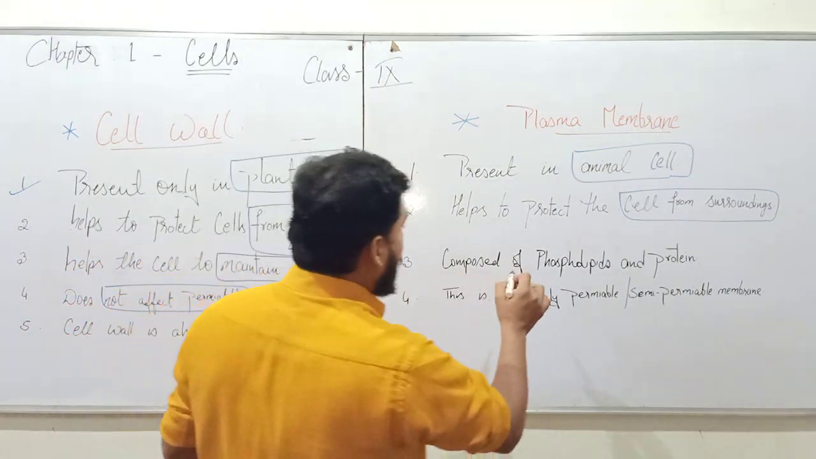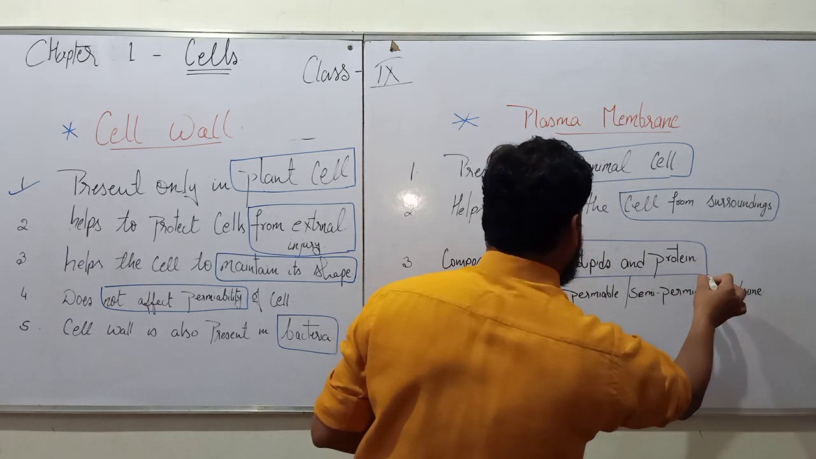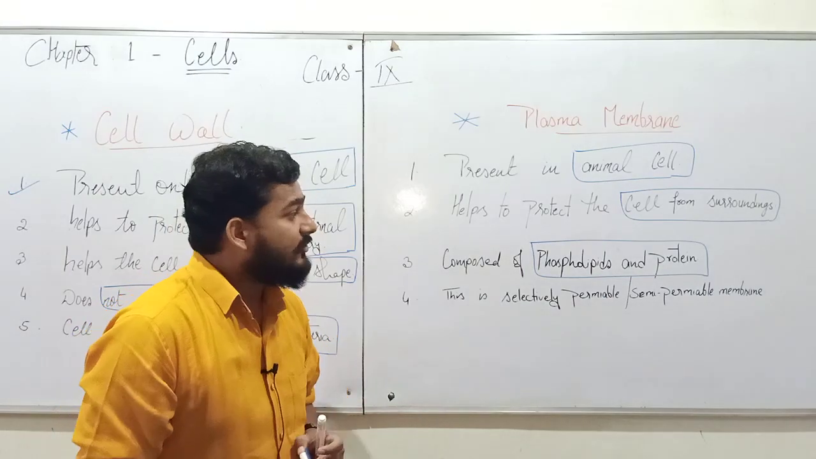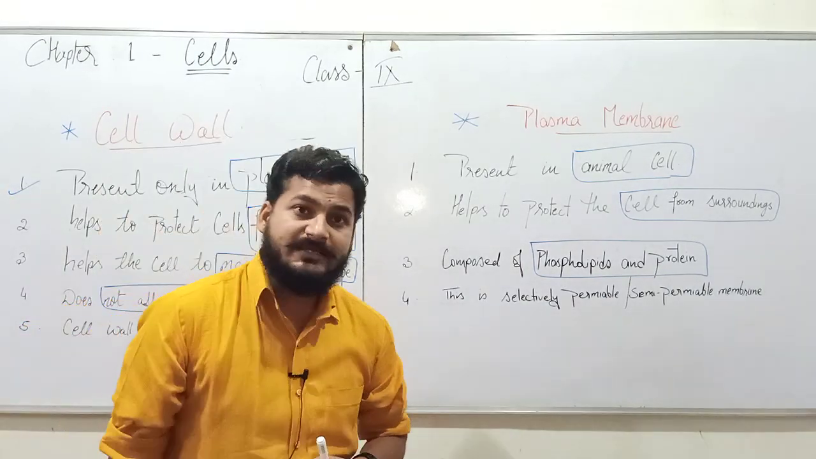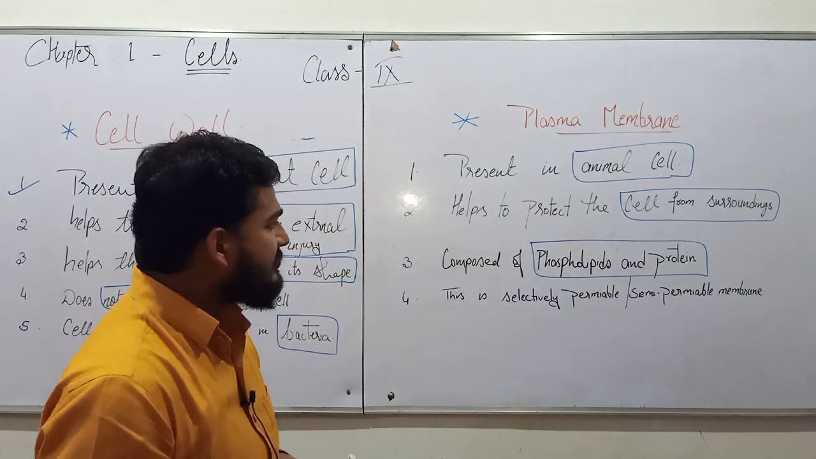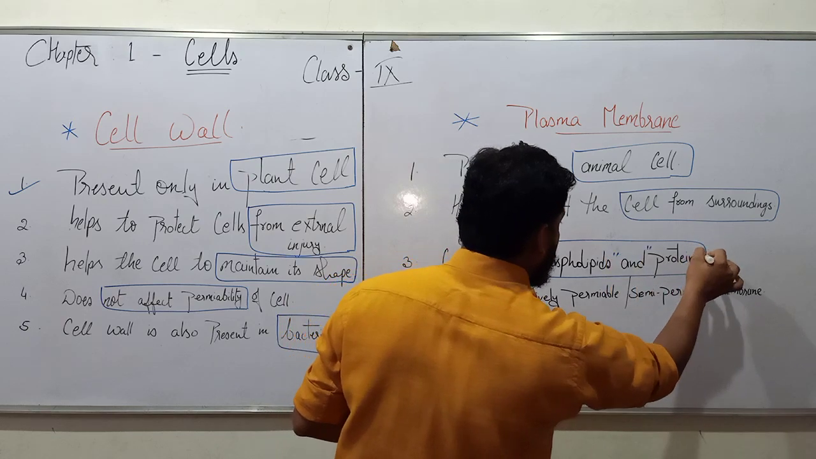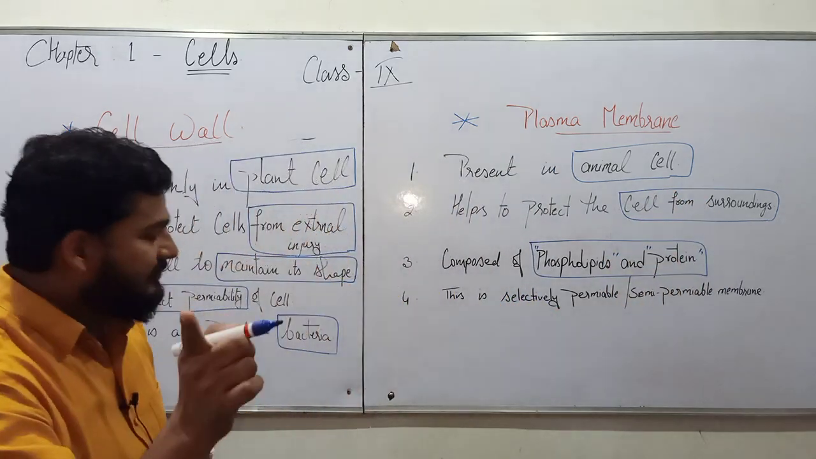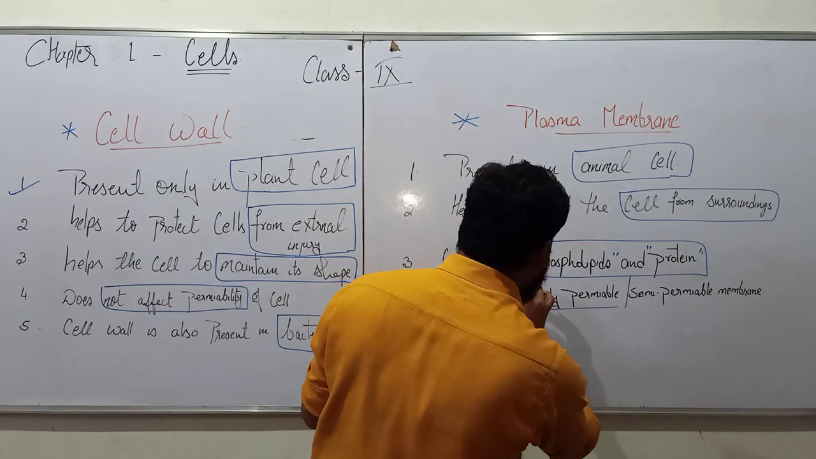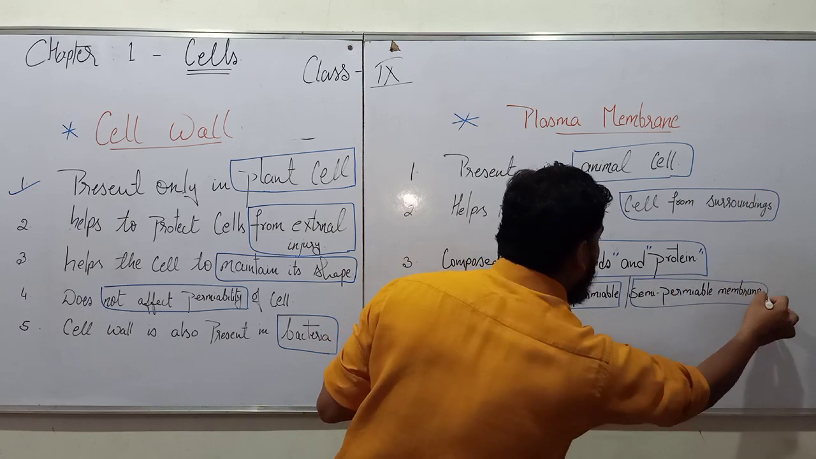This is composed of phospholipids and proteins. That means the structure is made up of substances which are phospholipids and proteins. Then last point is, this is selectively permeable or semi-permeable in nature.